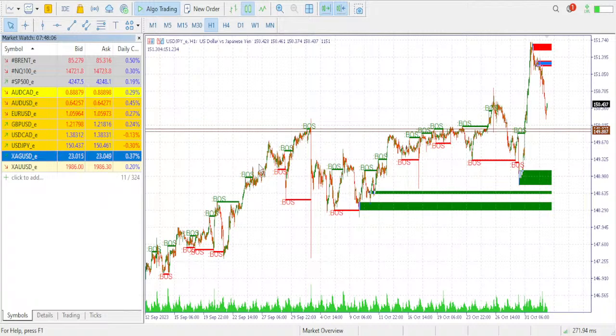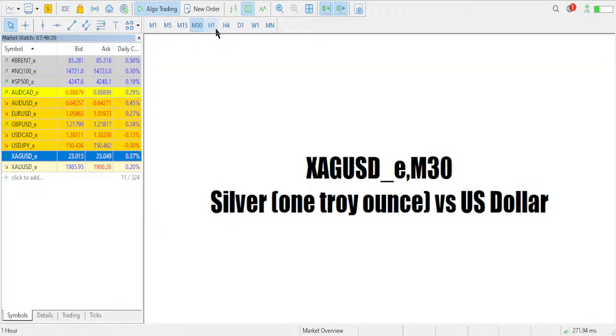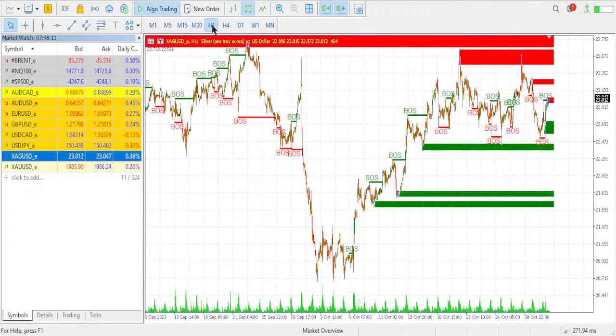The other chart which I want us to look at is silver. With silver so far, we are having very good ranges. We have this one, a very good resistance and a sell place. We have another range here, a very good resistance and a sell place.